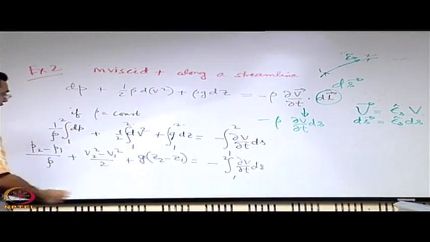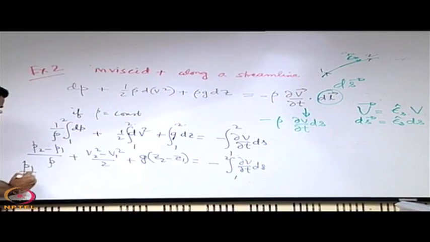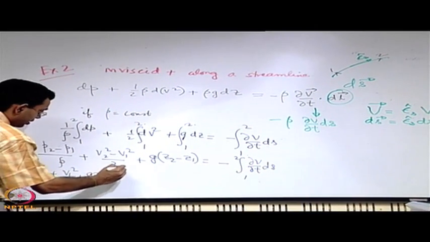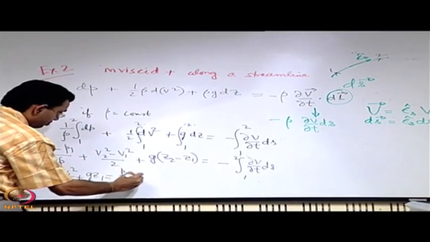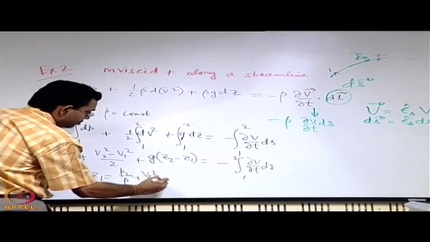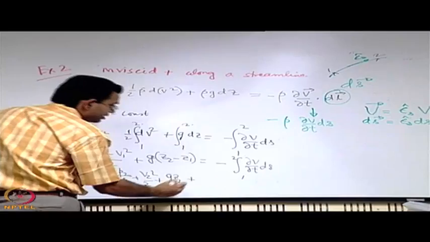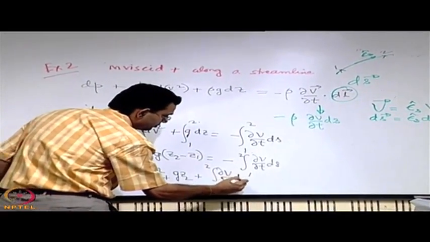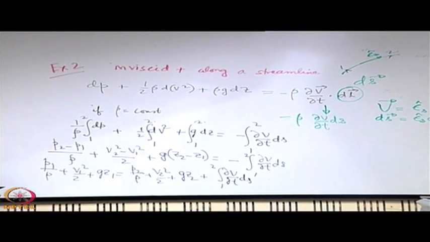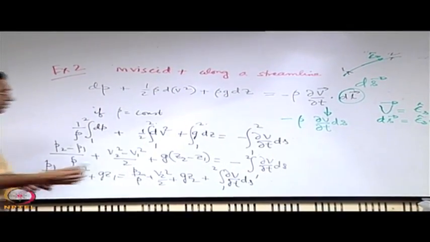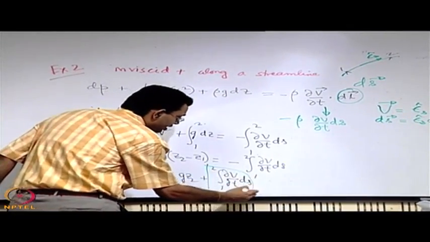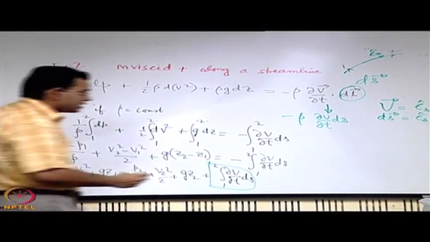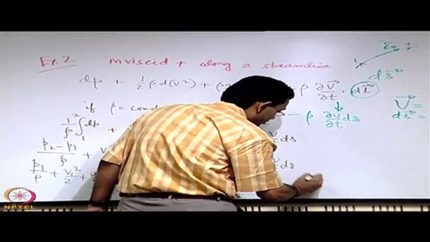You can of course rearrange the terms and write P1 by rho plus V1 square by 2 plus g Z1, just like the standard Bernoulli form, P2 by rho plus V2 square by 2 plus g Z2 plus one extra term. The extra term has now appeared because of relaxing the requirement of steadiness. So now it also can be an unsteady flow. This is known as the unsteady version of the Bernoulli's equation.